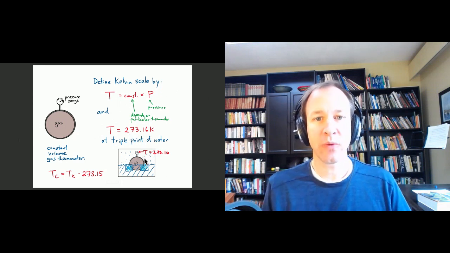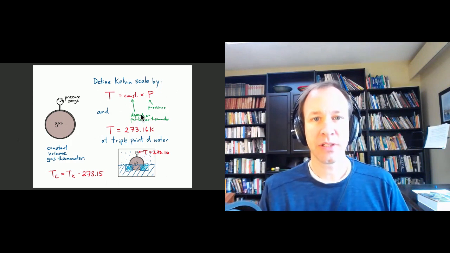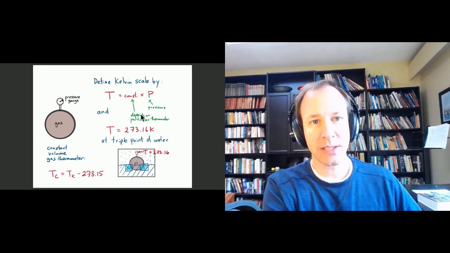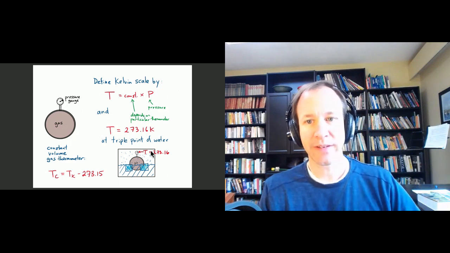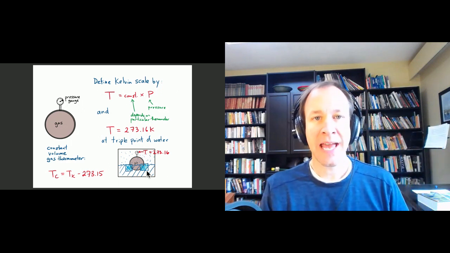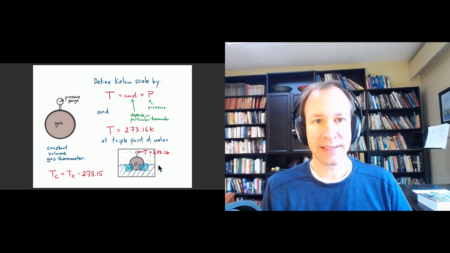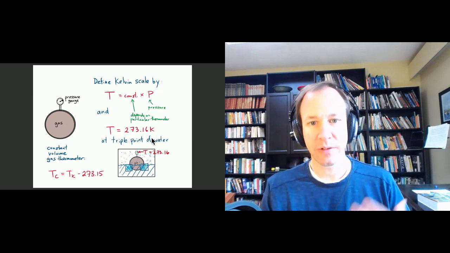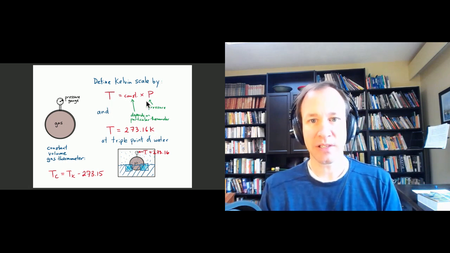And then if you want to assign a temperature to any other situation, you just place your thermometer in that situation and read the pressure off the gauge. For example, if it's twice as much pressure as when you're at water at the triple point, then you say the temperature is 2 times the 273.16, and so forth. So once you've done that one calibration, you can figure out any other temperature based on the pressure.